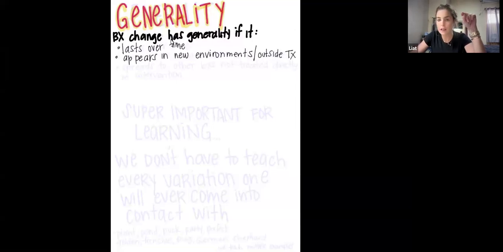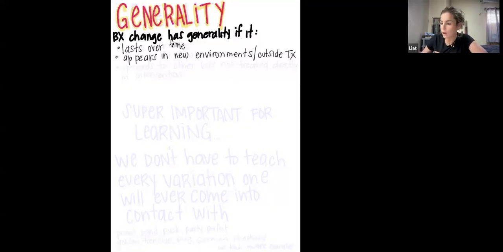This means that we have generality, and we talk about it appearing in new environments outside of treatment. TX is treatment, so wherever I'm teaching the skill. Maybe I'm teaching a student to request an item, and I did it in the clinic: oh, you want the computer mouse? You could say mouse. They say mouse, they get it. Now, can they generalize and ask for candy when they see candy? Can they ask for a break if they need a break?